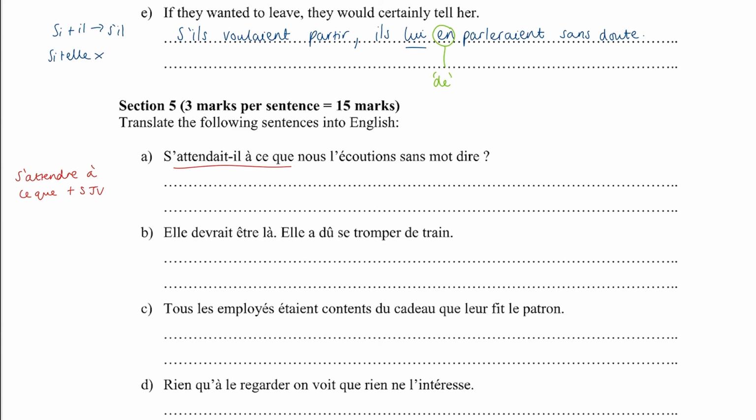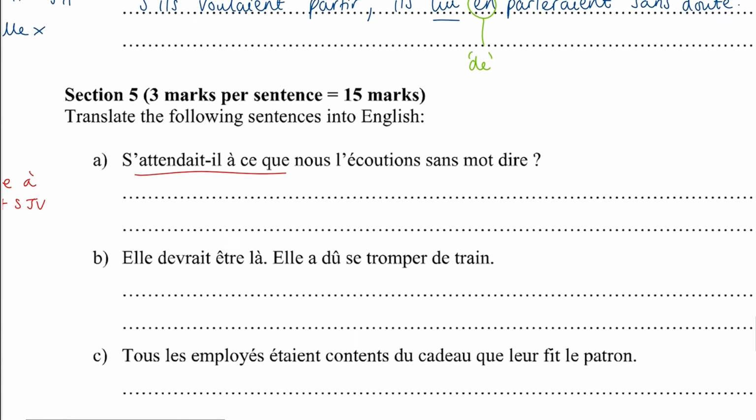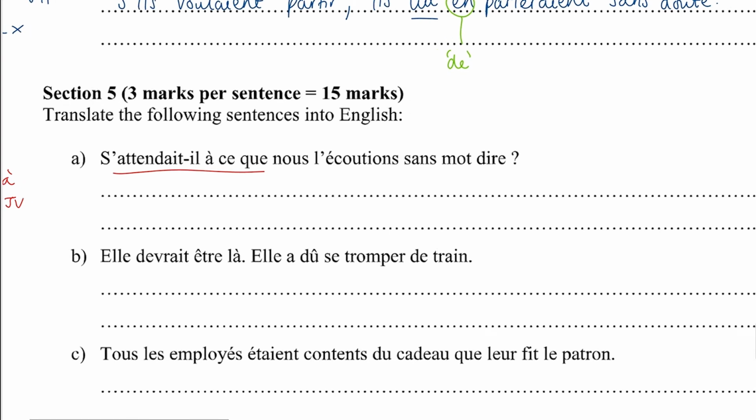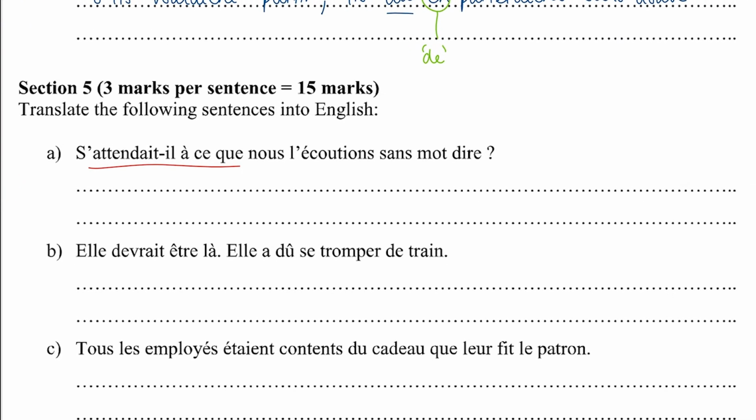And you've got the same here. So was he expecting us to listen without saying a word? I think that's a good translation. Obviously you need to make it into something which not only makes sense in English but also sounds like you're an actual English person. So was he expecting that we would listen? Maybe, yeah. Was he expecting that we would listen to him? There's no to him there, so let's not put a to him. Was he expecting us to listen without saying a word?